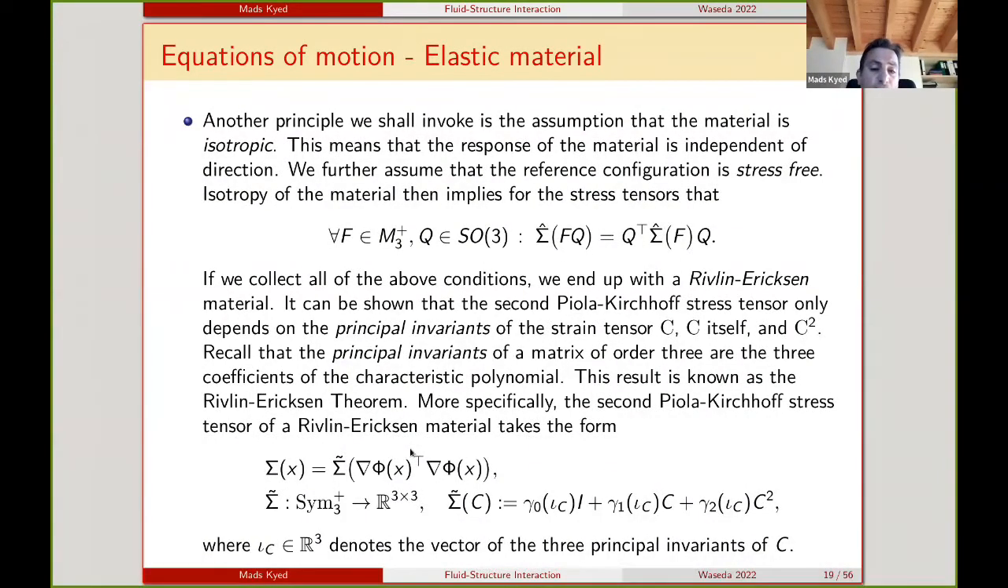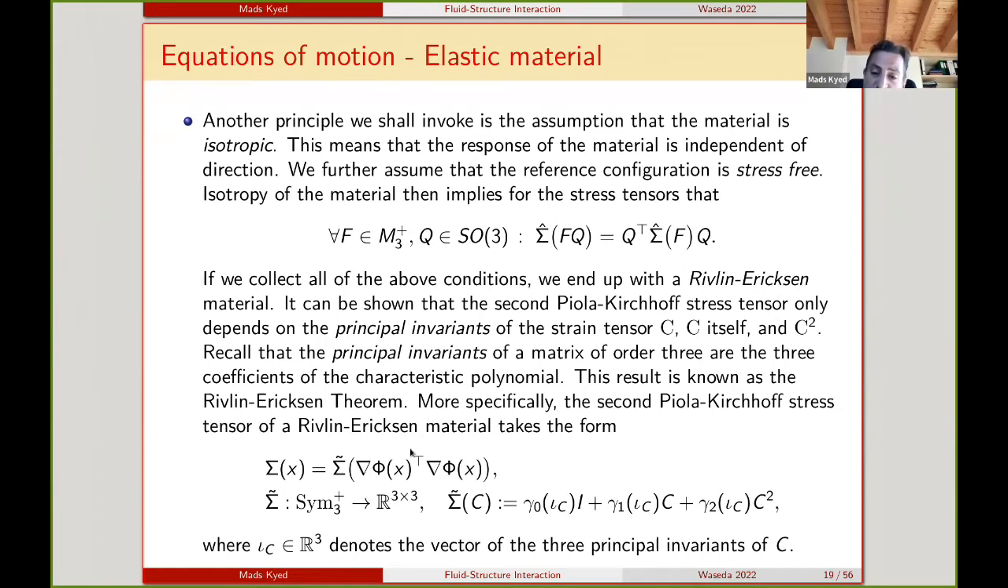From these assumptions that I have mentioned here, we end up with a so-called Rivlin-Ericksen material. Now, it can be shown, and this is the theorem of Rivlin-Ericksen, that the second Piola-Kirchhoff stress only depends on the principal invariants of the strain tensor C itself and C squared. The principal invariants of a matrix of order 3 are the 3 coefficients, by the way, of the characteristic polynomial. This result is known as the Rivlin-Ericksen theorem.